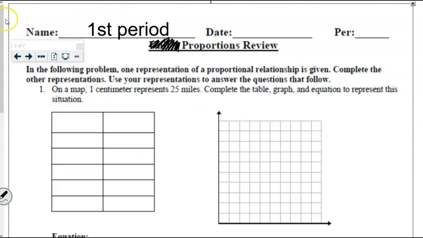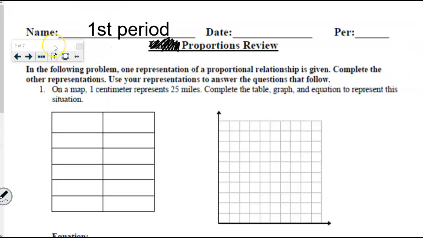And now on to the review. This is reviewing proportions, so whatever unit it is, this is the proportions review, so that's why I've scribbled out where it says unit 1, because that was inaccurate. This is, I think, our third unit actually. So we're going to get started on this.